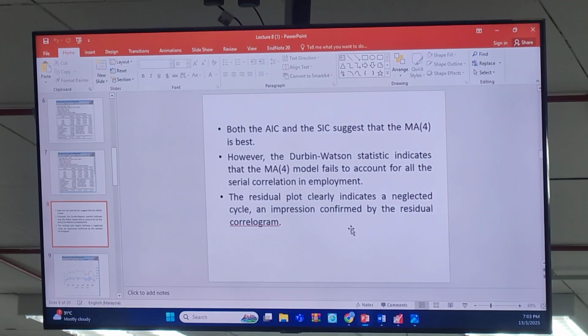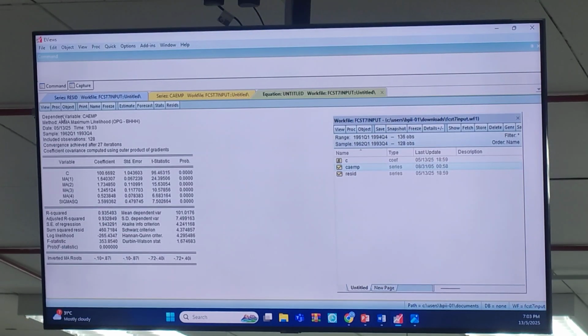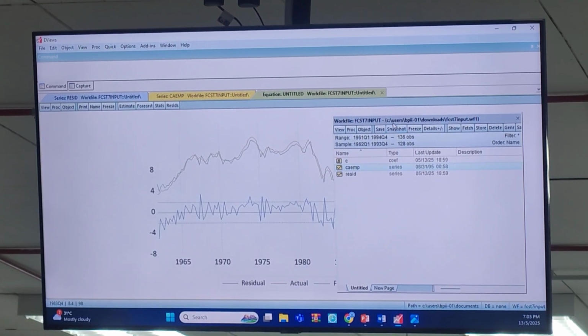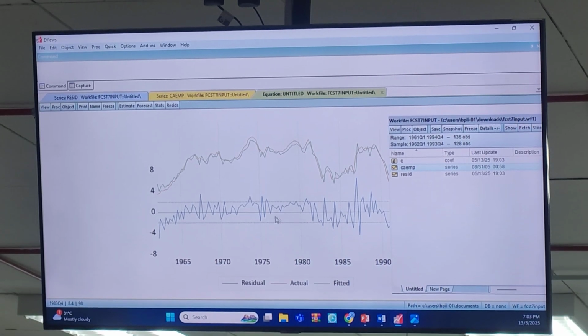So the residual plot can indicate a neglected cycle, an impression confirmed by the correlogram. After you estimate, if you go to the actual fitted residual graph, you are able to see that. We need the residual to be random. Random means that you cannot see a pattern. If you have something that keeps increasing, it means the previous value has some influence on the next value, so it's not random.